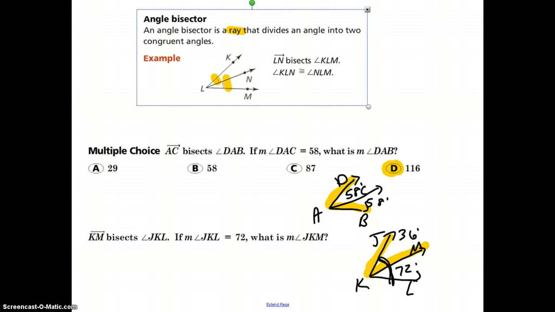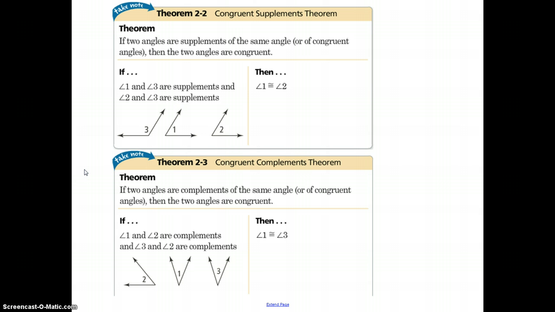And just one more or two more slides real quick. Some theorems that you need to at least know you've heard of them and make sure they make sense to you. If two angles are supplements to the same angle, then the two angles are congruent. So let's figure out what that means. 1 and 3 are supplementary, and it might help if you put numbers in there. So let's say that this is 50 degrees and this is 30 degrees. And we know that 2 and 3 are supplements. So if 3 is 150, that means that 2 also has to be 30. So we can figure out from there that 1 and 2 are congruent.